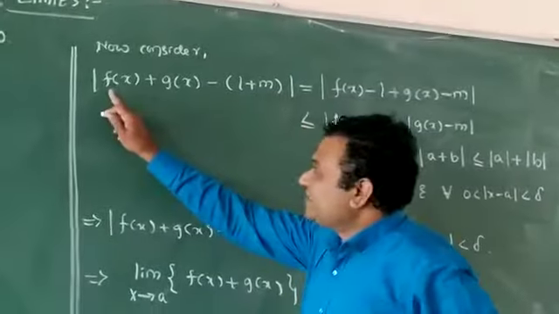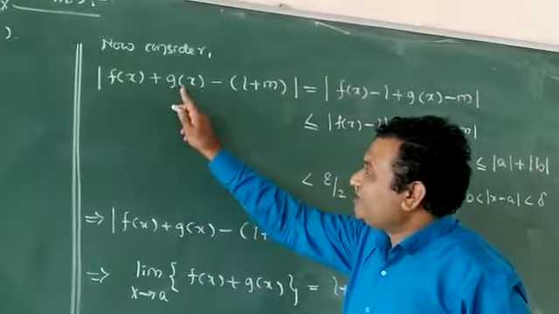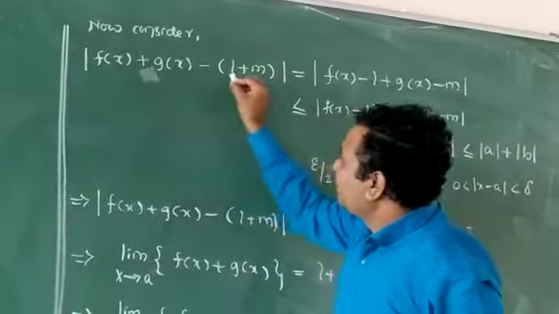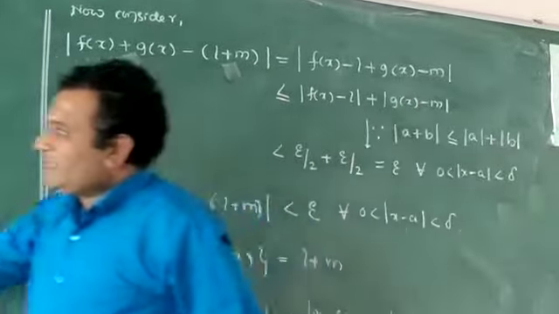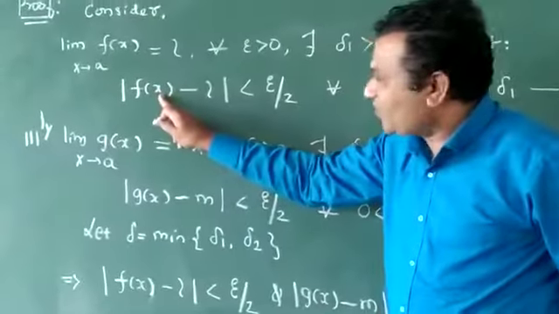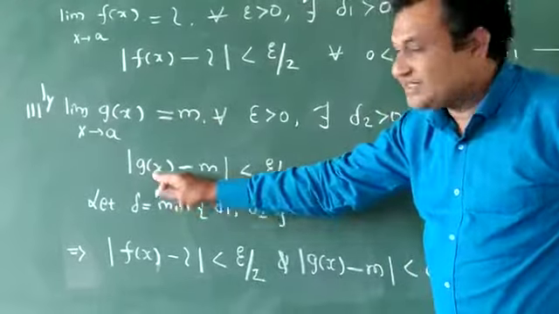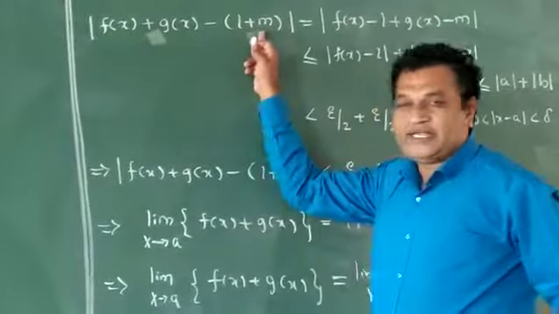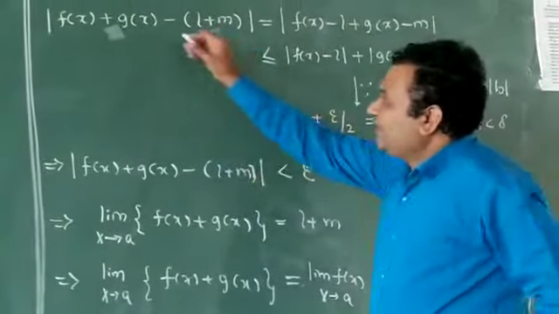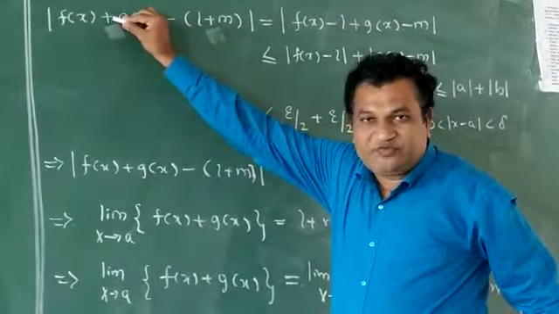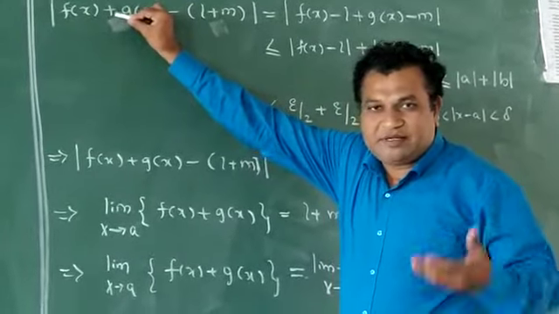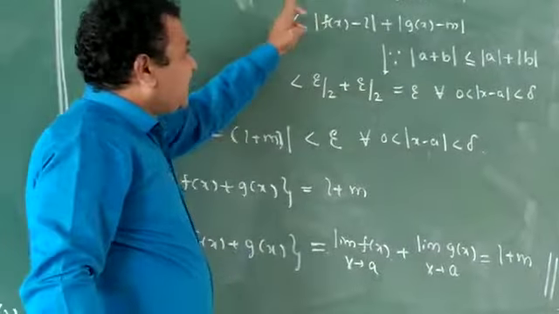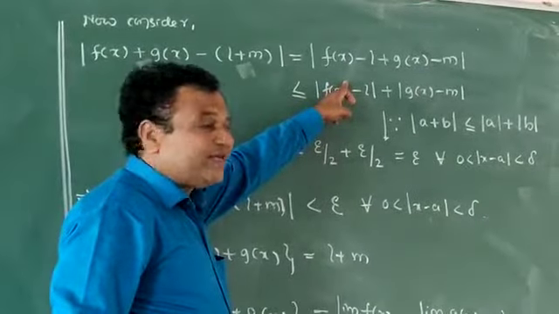Now consider modulus of f of x plus g of x minus L plus m. Here addition is there, so we consider plus. If it is subtraction, we consider minus, and similarly for multiplication and division. So the left-hand side and right-hand side are the same; there is no change in these two equations.